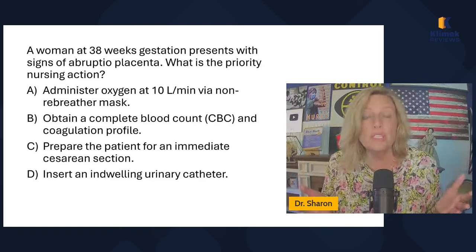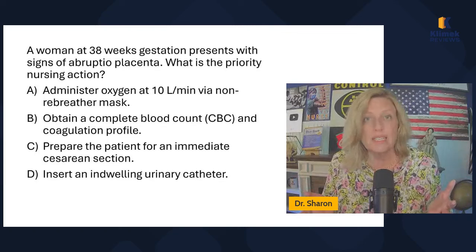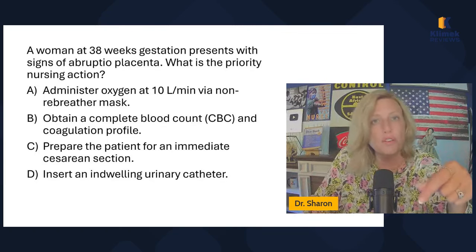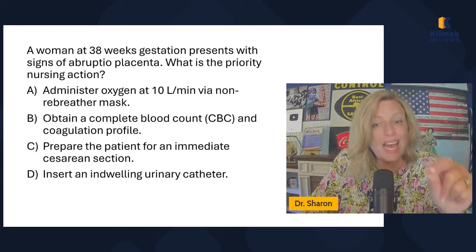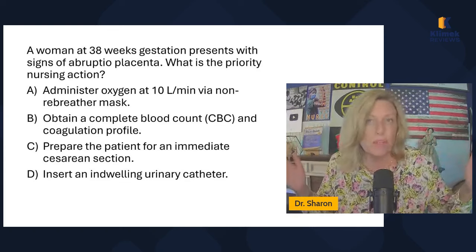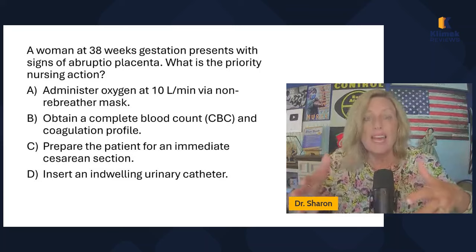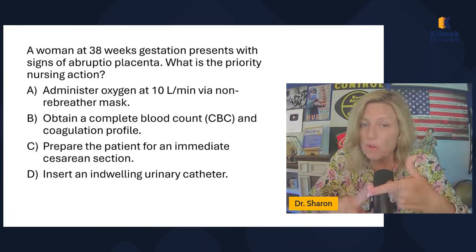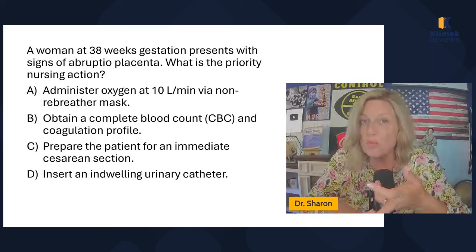So what do they do when someone has abruptio placenta? A C-section. That's what we do. Would we do an immediate C-section if she was 34 weeks? Probably not. Now, I'm not saying it wouldn't be the answer here because the other answers maybe don't make any sense, but I'm just saying I would be hesitant to prepare her for an immediate C-section if she were 34 weeks. The key thing here is she's 38 weeks.